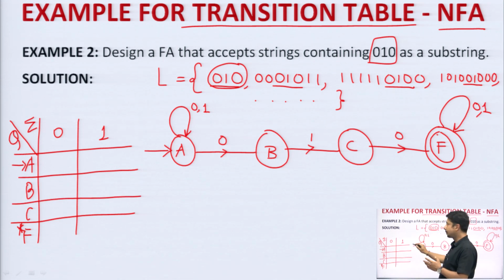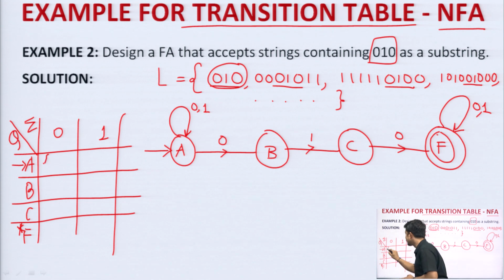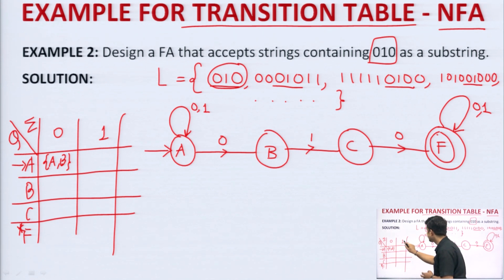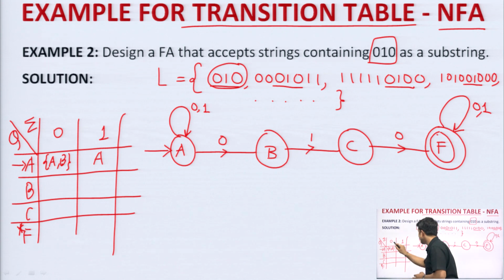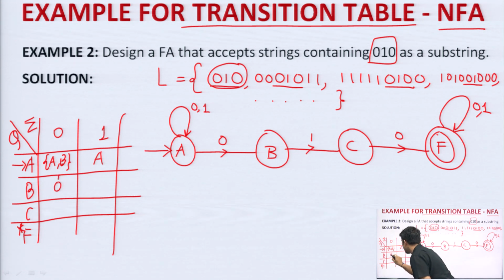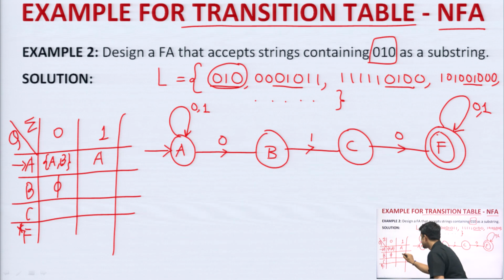Now, you just need to compare the transitions. A on seeing 0 is going to A as well as B, so I will write A comma B. This is very important to understand. A on seeing 1 is going to itself, so I will write A. B on seeing 0, are there any transitions? No transitions, that means it will be phi. B on seeing 1 is going to state C.